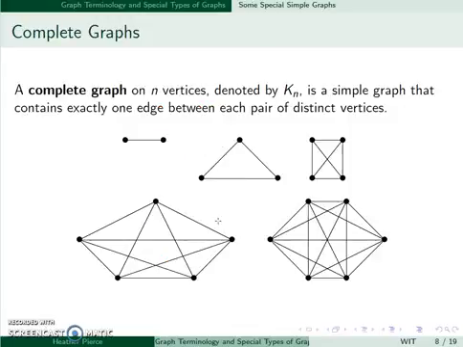We do have some graphs that are special graphs here that have special names. So the complete graph on n vertices is denoted by Kn. This is a simple graph that contains exactly one edge between each pair of distinct vertices. So for instance, this is K2, K3, K4, K5, and K6. Like I said, the idea is any two vertices will have an edge between them.